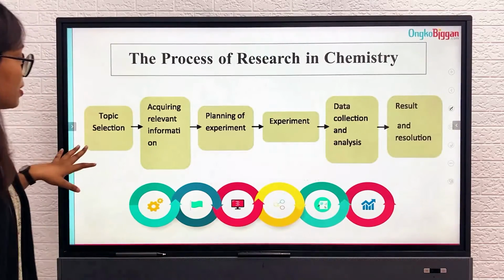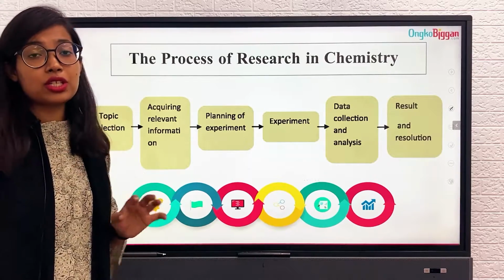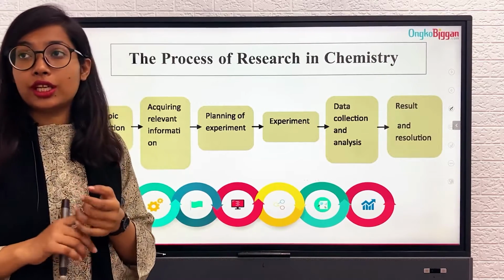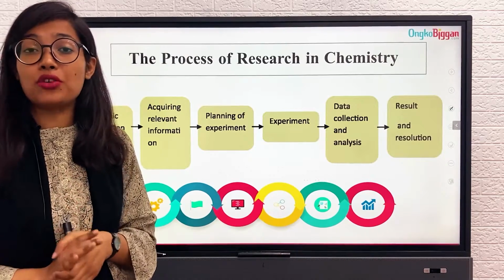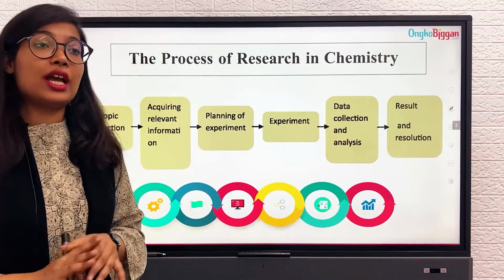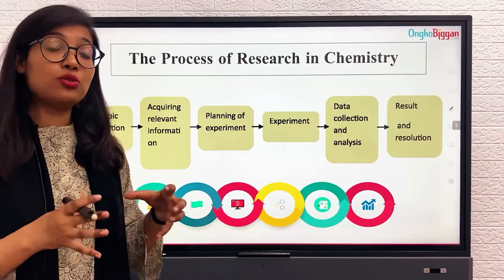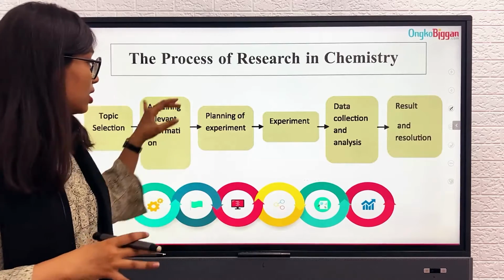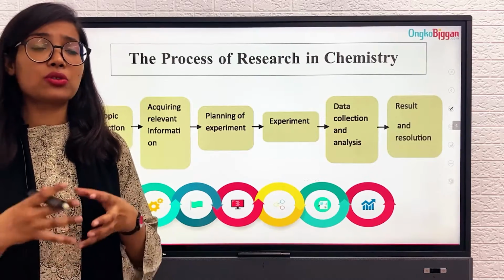So our topic selection, then acquiring relevant information. Acquiring relevant information is the part where we took the information about how much water we are taking. We have taken 250 milliliters of water, and the initial temperature of the water was 20 degrees Celsius. So these are the relevant information.